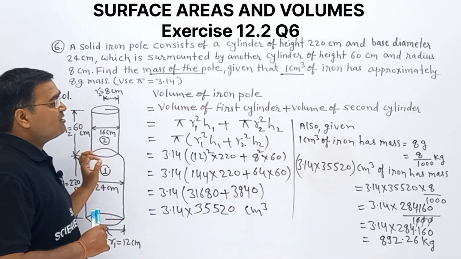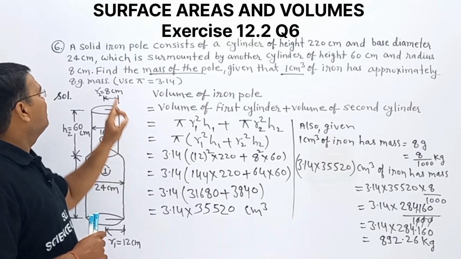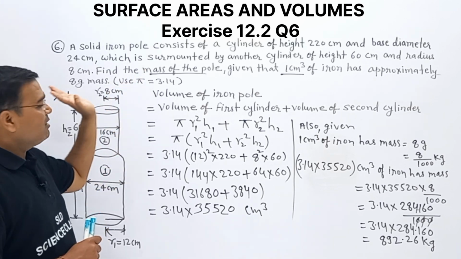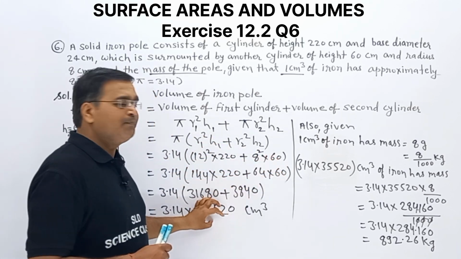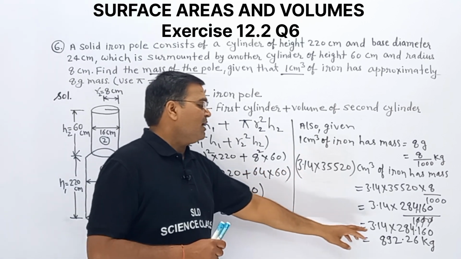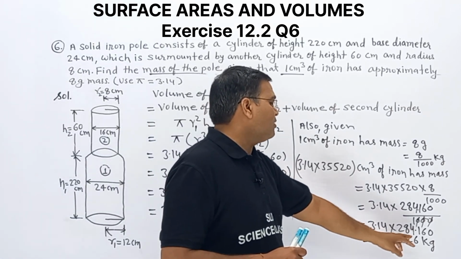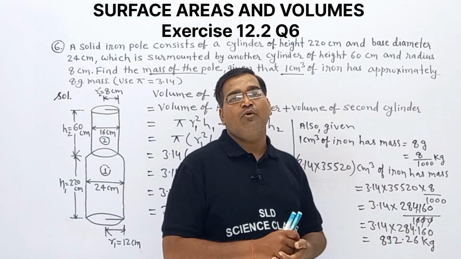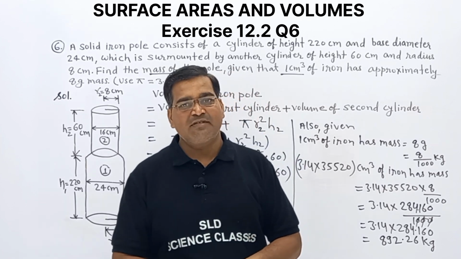1 centimeter cube of iron has 8 gram only, but for this volume we have 892.26 kg, and this is the required answer. I hope you understand this question.